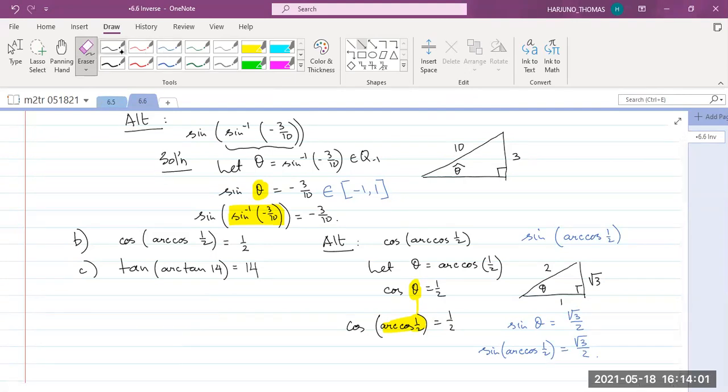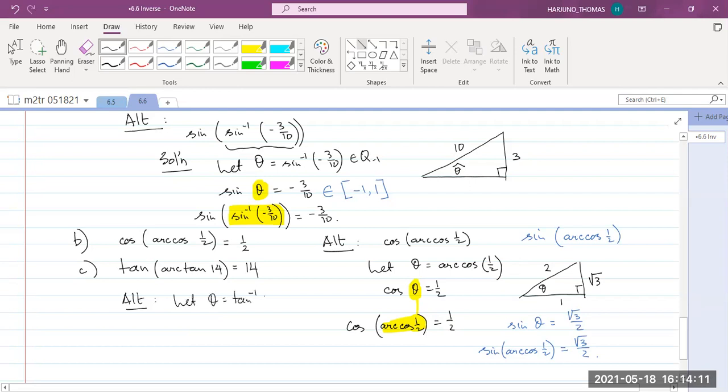But if we slow down a little bit, alternatively, we say let theta equal tangent inverse of 14. So tangent theta equals 14. Draw the right triangle: if this is theta, this is 14, this is 1. Then the tangent of that theta, which is tangent of tangent inverse of 14, is 14.